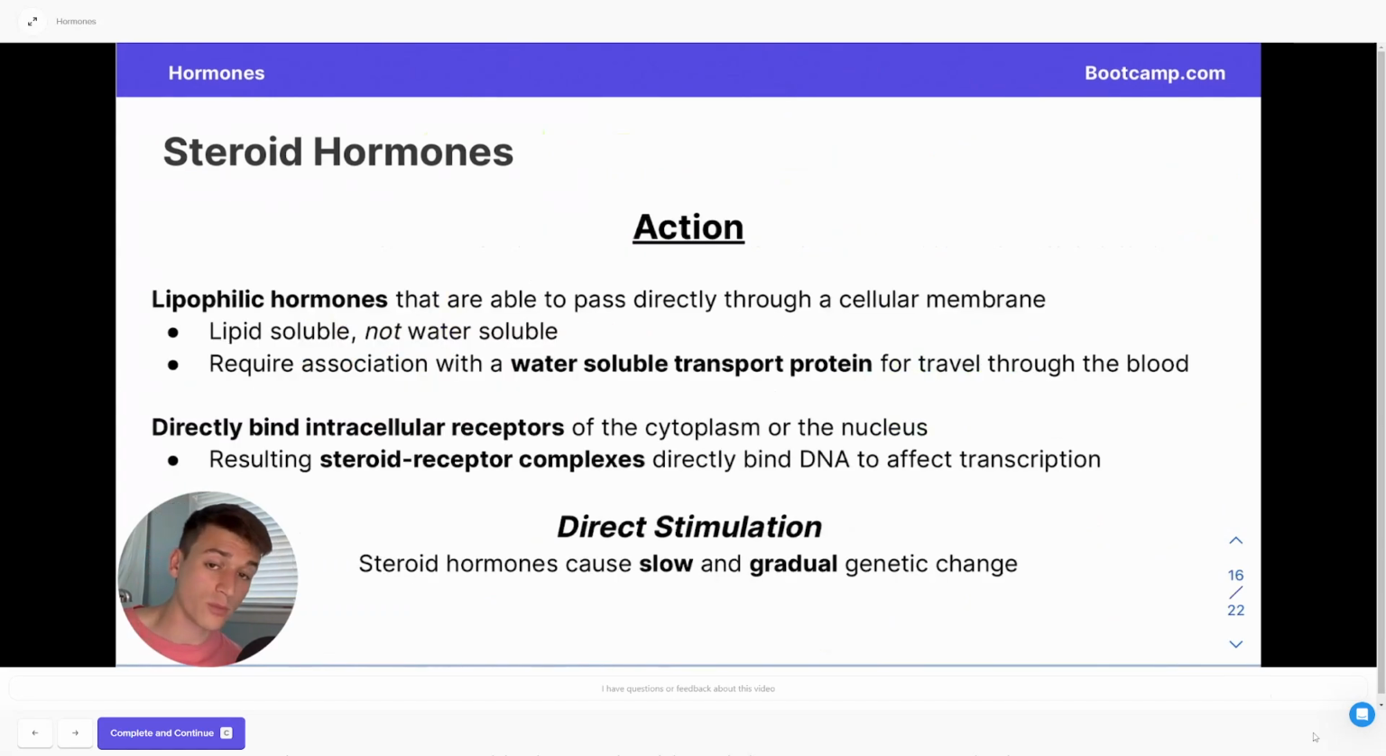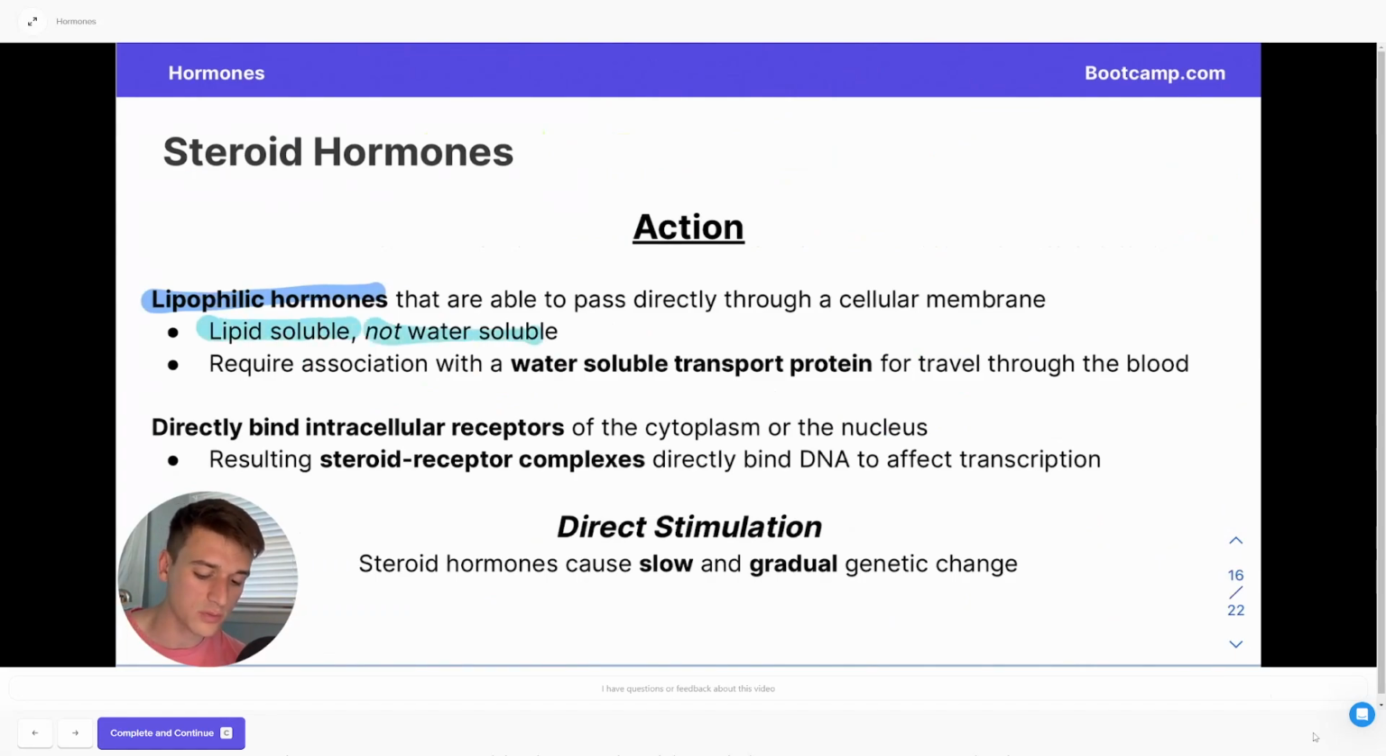Now it's over to the fun part. How do steroid hormones do what they do? Well, it's going to be a little bit different than peptide-based hormones. Because we're basing these hormones off of cholesterol, they are going to be lipophilic, not lipophobic, meaning that now with steroid hormones we have a means of directly crossing cellular membranes. So again, we can say that these are lipid-soluble hormones, but they are not water-soluble.